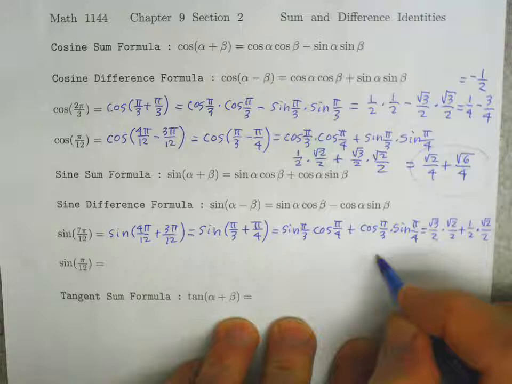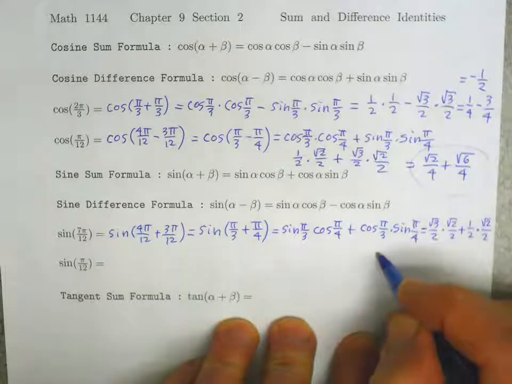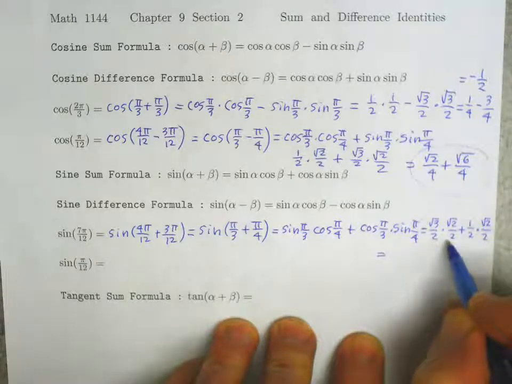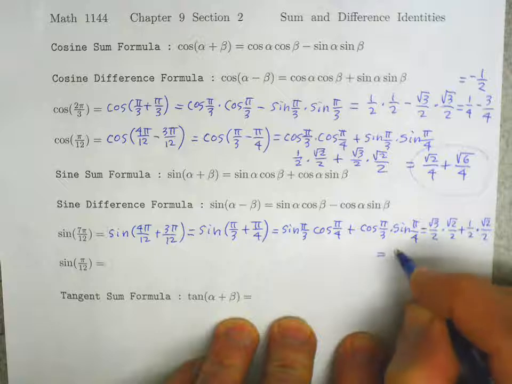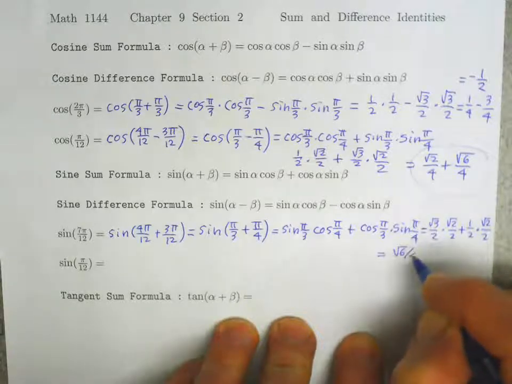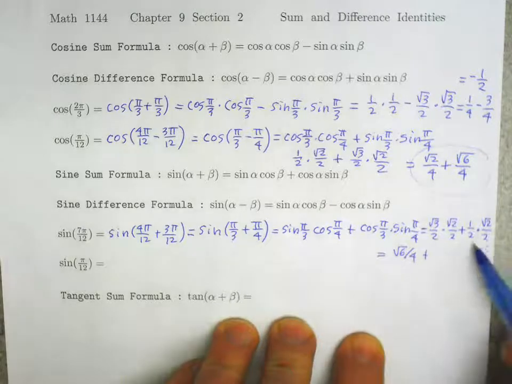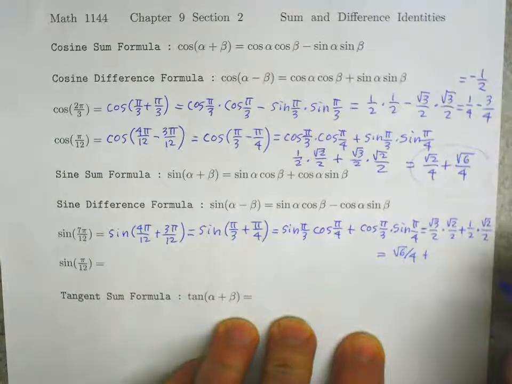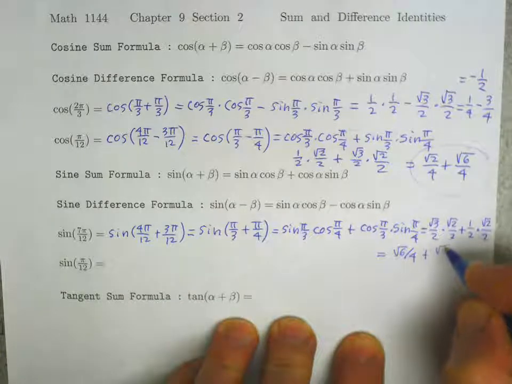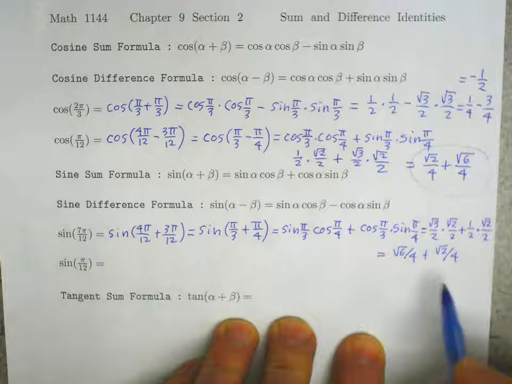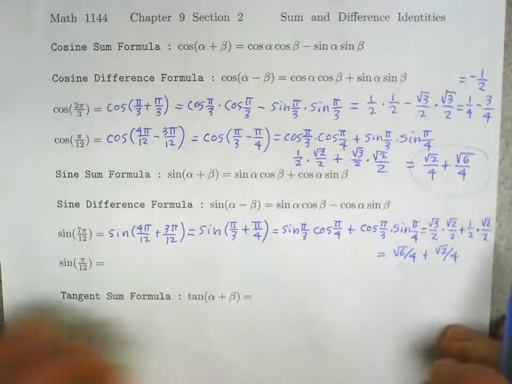So let's simplify it a little bit more. Square root of 3 over 2 times the square root of 2 over 2 is the square root of 6 over 4. And then plus 1/2 times the square root of 2 over 2 is the square root of 2 over 4. This could be simplified a little bit more.